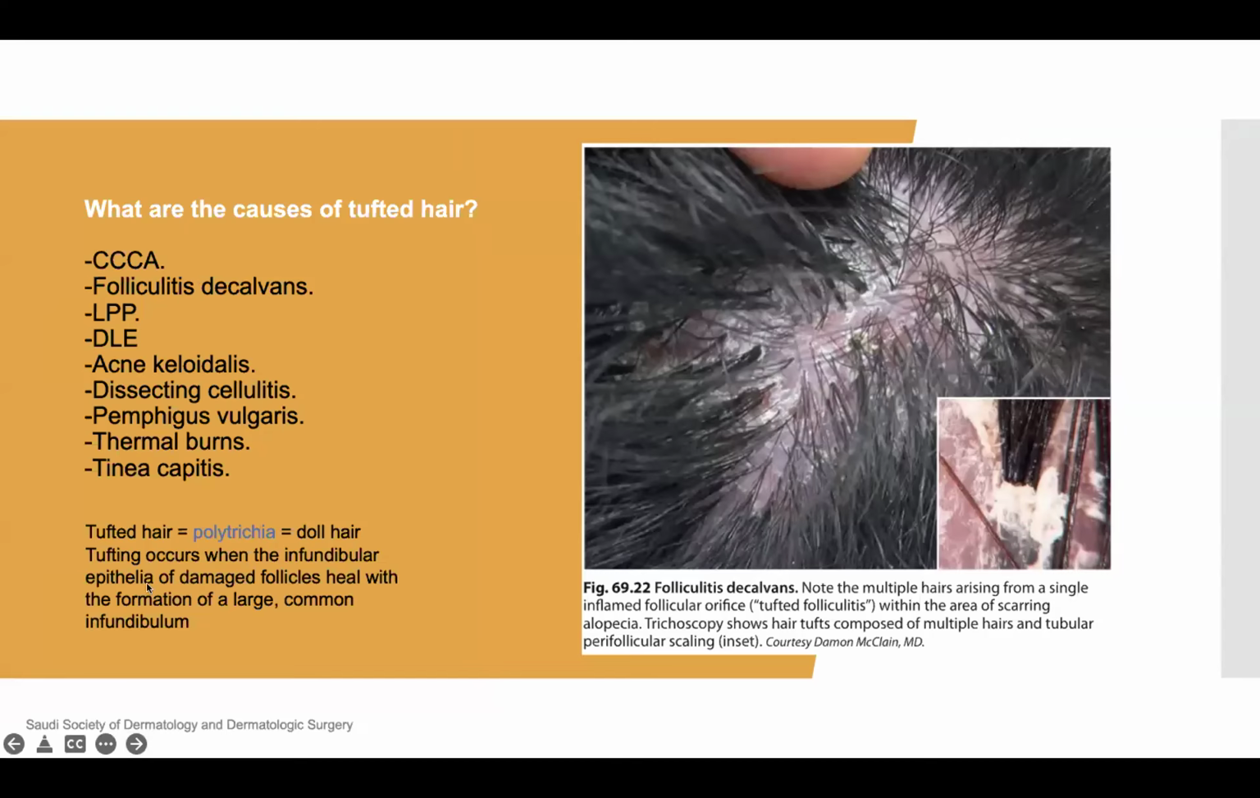What does tufted hair mean? Tufted hair, polytrichia, or dolls' hair are all synonyms for the same lesion, which means tufting occurs when the infundibular epithelium of a damaged follicle heals with formation of a large one. In simple terms, we can see in this picture multiple hair follicles arising in the same area. This is a very characteristic sign we see in trichoscopy.